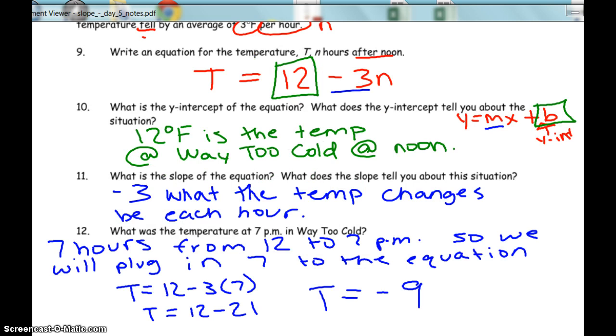Okay, so for the last question, we just plugged in the hour that they gave us and solved it and came to the conclusion that t equals negative 9. You want to look through this work a little bit and see if it's the same as yours.